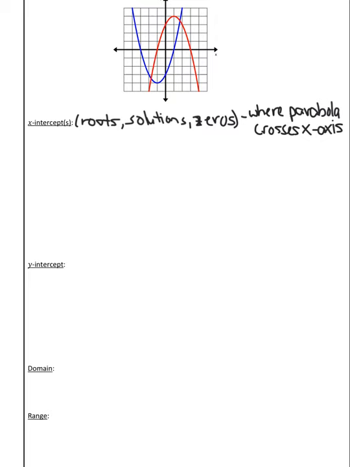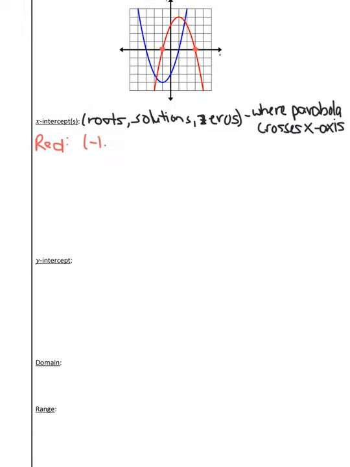So for the red one, looking at the x-axis, this is my x-axis, and we have a point here where we cross that x-axis. Just looking at these parabolas, we can identify them. We are going to learn how to solve these as well in this unit. So for the red, my x-intercepts are -1, 0, and 3, 0. There's two of them. It crosses the x-axis in two places.